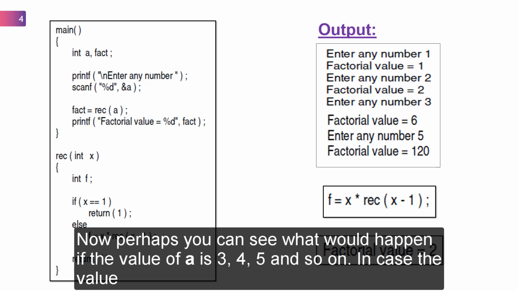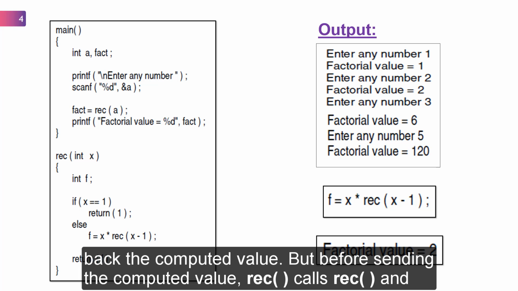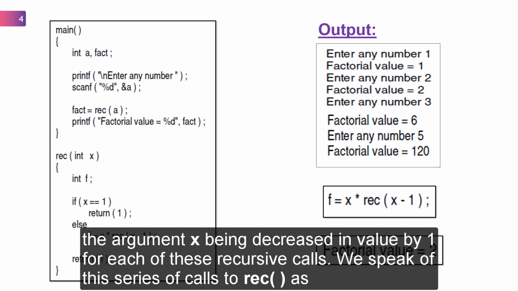Now perhaps you can see what would happen if the value of a is 3, 4 and 5 and so on. In case the value of a is 5, main would call rec with 5 as its actual argument, and rec will send back the computed value. But before sending the computed value, rec calls rec and waits for a value to be returned. It is possible for the rec that has just been called to call yet another rec, the argument x being decreased in value by 1 for each of these recursive calls.